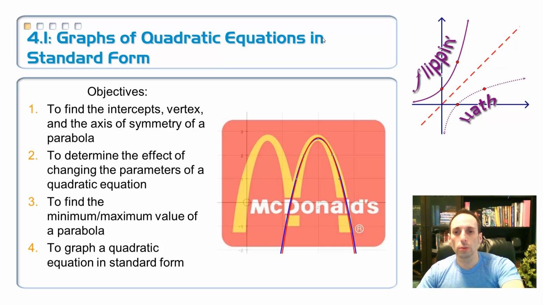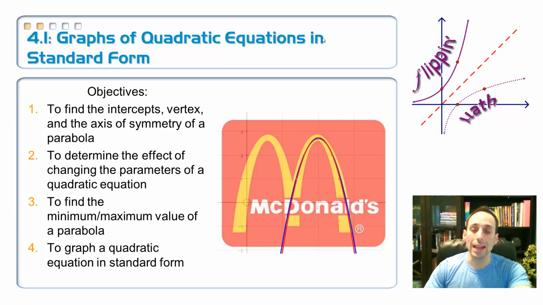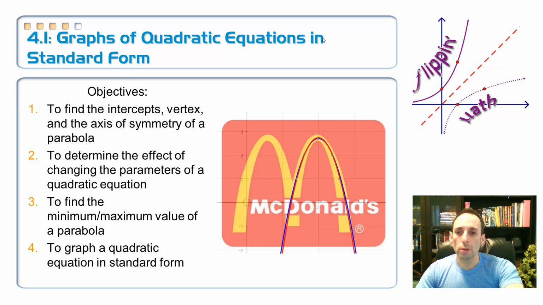And number 2, determine what happens whenever you change the parameters on a quadratic equation. Specifically, that was a and c. A made it fatter and skinnier, made it right side up or upside down, whether it was positive or negative. And the c value was the y-intercept. If you make it bigger, it moves up. Make it smaller, it moves down. Find the minimum and maximum value. Well, that is the y-coordinate of the vertex.